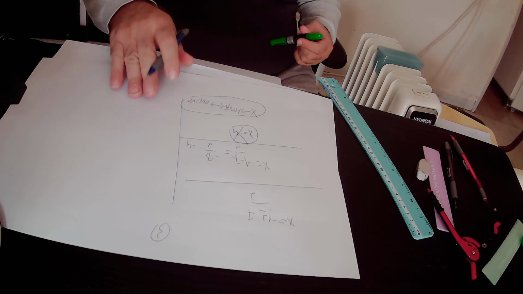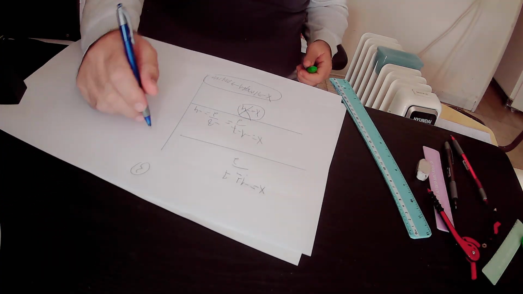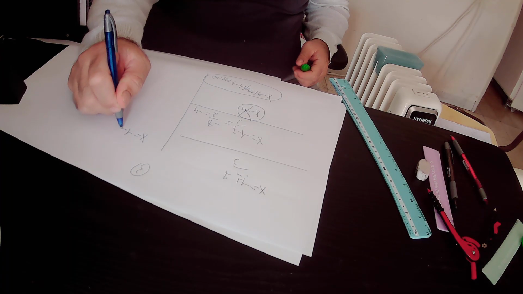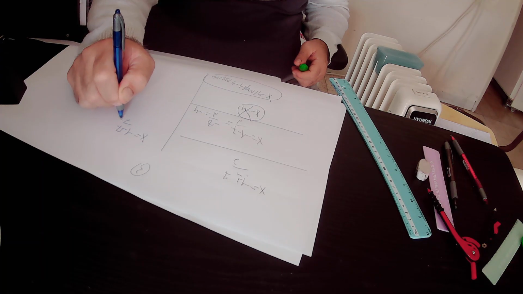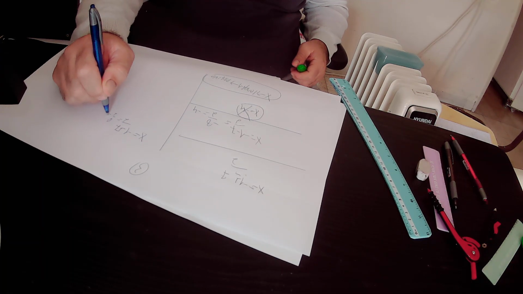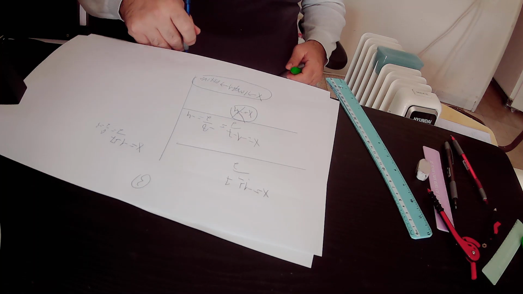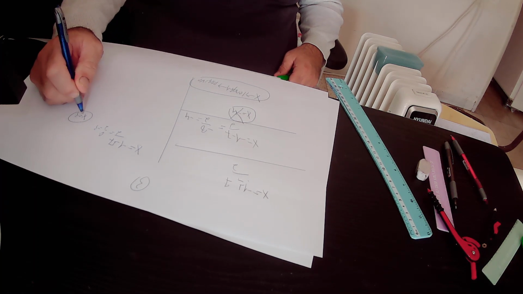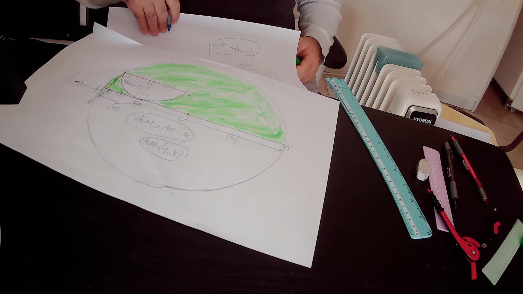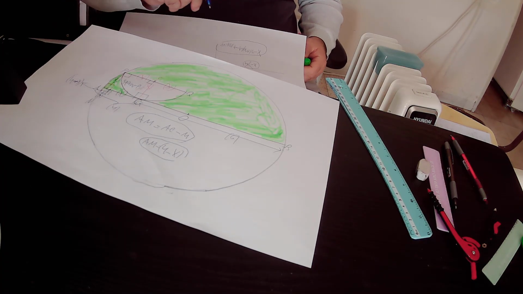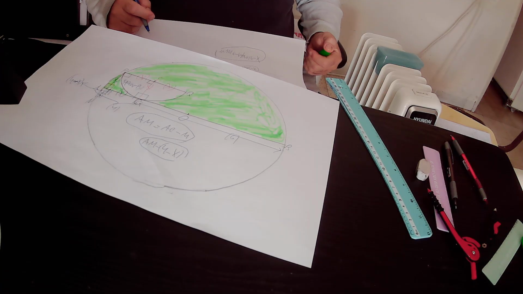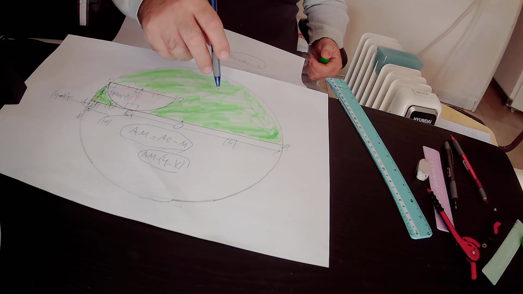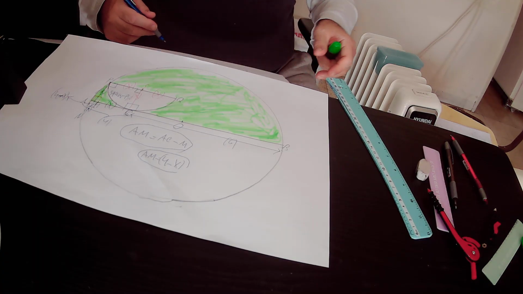The second solution for x is that x equals minus 1 plus 7 over 2. Minus 1 plus 7 is 6, and 6 over 2 is 3. So the radius of the small semicircle, x, equals 3 units in length. Our task is to find the area of this green shape. So what is the area of the green shape?